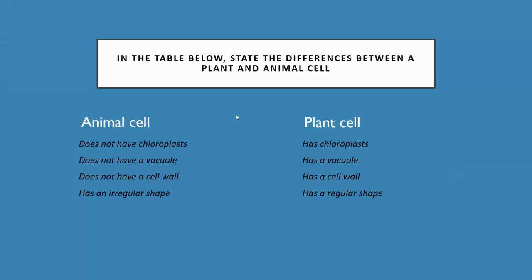Now, also, you must be in a position to state the difference between a plant cell and an animal cell. An animal cell does not have a chloroplast, does not have a vacuole, does not have a cell wall, and it has an irregular shape. But a plant cell has chloroplasts, has a vacuole, has a cell wall, and has a regular shape.